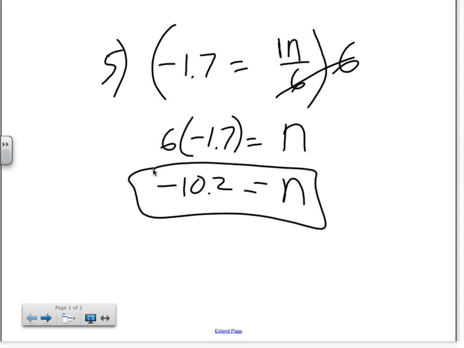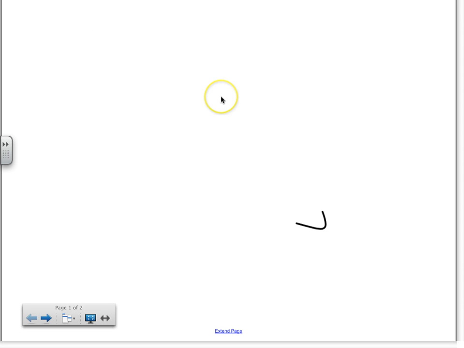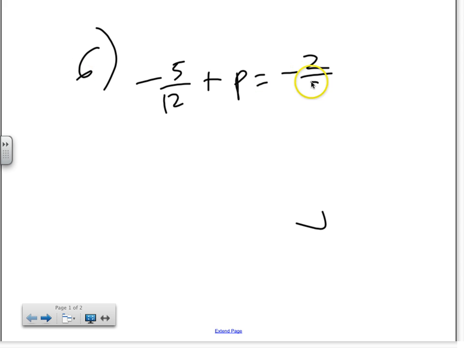Does it take that long to complete a problem? No. Okay. Are we good with this? Yeah. Okay. Bottom row. Do number 6. Watch this. Look at 6. I have -5 over 12 plus p equals -2/3. So now we have more fractions. But we know how to clear fractions, don't we? What is the LCD for 12 and 3? 12. Okay. Whoa, whoa, whoa. And, right? You said 4.